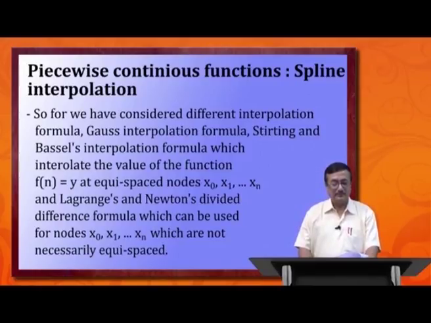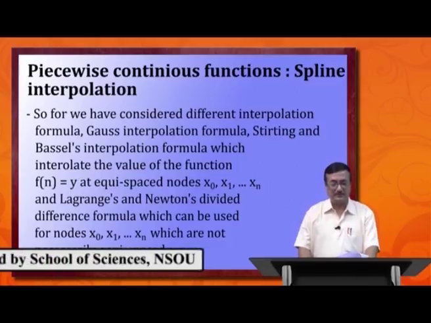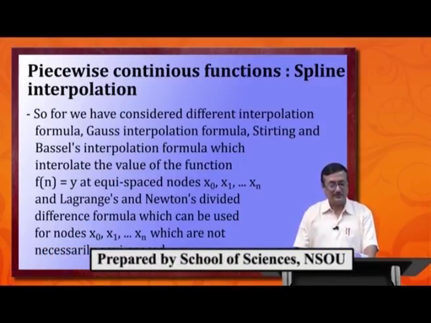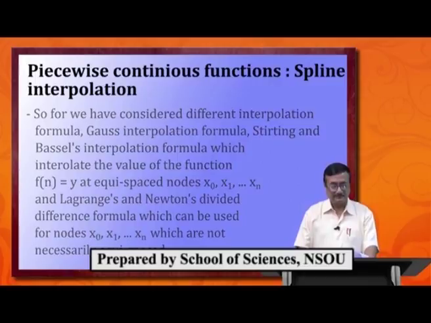Bessel's formula, which interpolate the values of the function f(x) = y at equispaced nodes. And we have Lagrange's and Newton's divided difference formula, which can be used for nodes x0, x1 up to xn which are not necessarily equispaced. And we also have the Hermite polynomial with the interpolating points x0, x1 up to xn not necessarily equispaced, which takes care of the value of the function at the nodal points as well as the value of their derivatives at the nodal points.